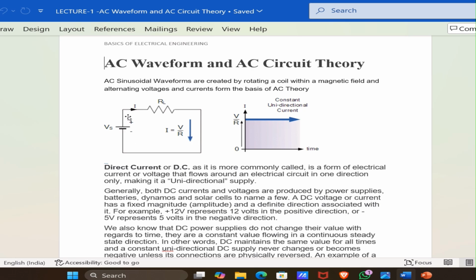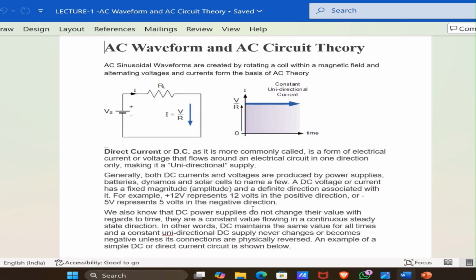So V upon R is the fixed current that is flowing in the circuit, and it is not changing with the time. The amount of the current that is flowing is constant, and graphically, if you will show, it is like this. So the line is a straight line along the x-axis with the amount of the current which is equal to V upon R. And as you can see, with the time, the amount of the current that is flowing through in the circuit is not changing. That is why it is a DC, and current is constant in such circuits.